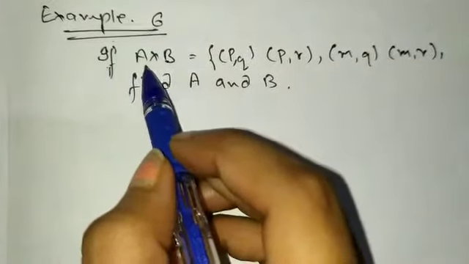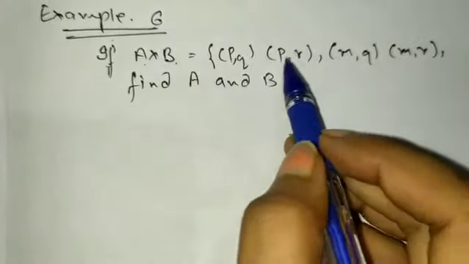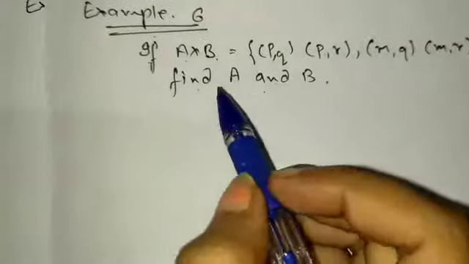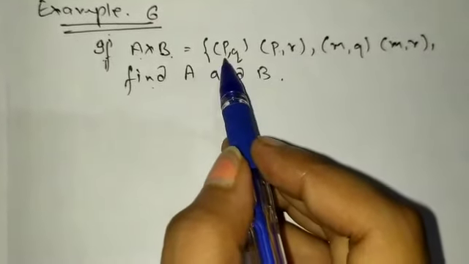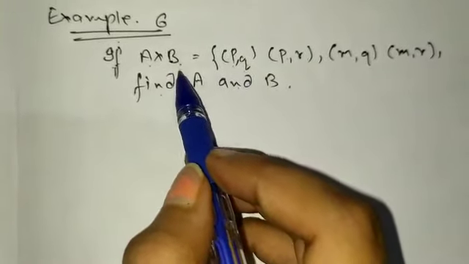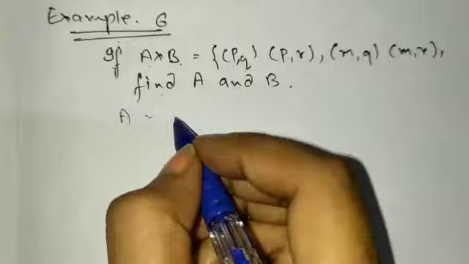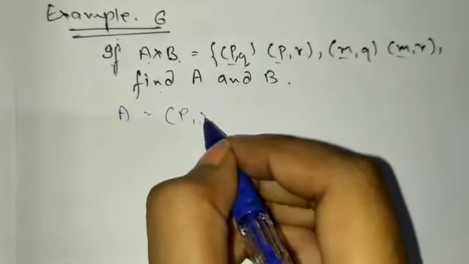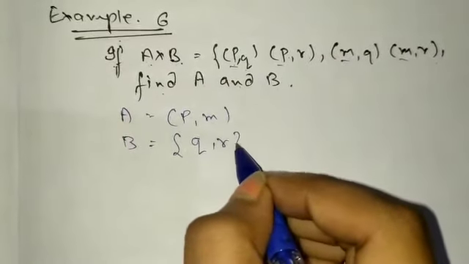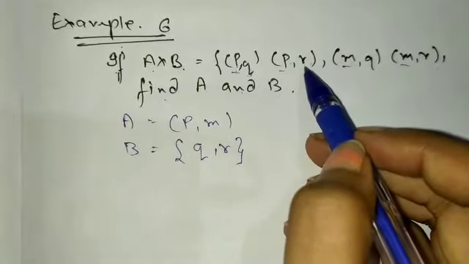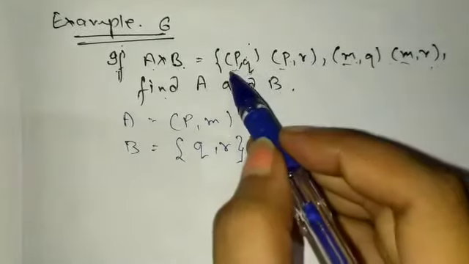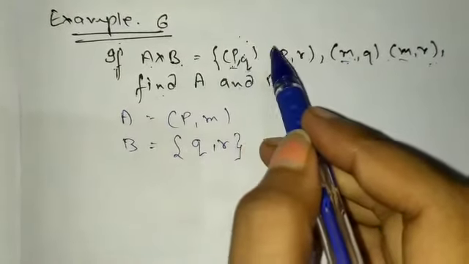Example 6. If A into B has elements (p, q), (p, r), (m, q), (m, r), then find A and B. We know as per the ordered pair, the first element belongs to the first set and the second element always belongs to the second set. So in this case, A is equal to {p, m} and B is equal to {q, r}. As we can see that q and r are the second elements in every case, where p and m are the first elements in every case.